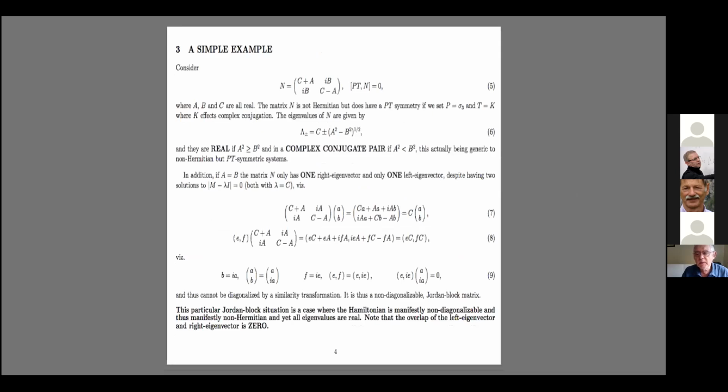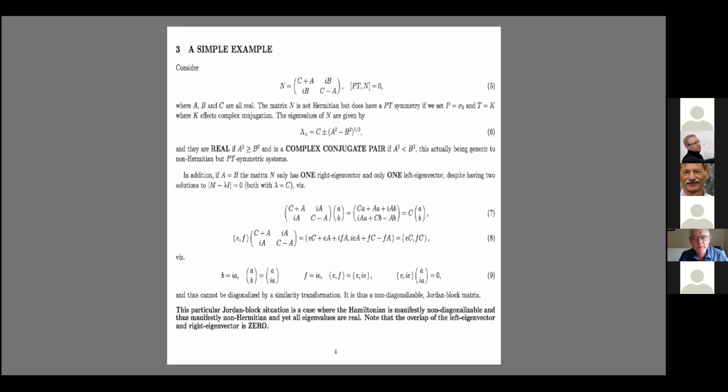You can set P as sigma 3, T is K, where K effects complex conjugation. And the eigenvalues of N, you just calculate them, are C plus or minus (A squared minus B squared) to the half. So if A squared minus B squared is positive, then the eigenvalues are real. And if A squared minus B squared is negative, the eigenvalues are in a complex conjugate pair. Just as we saw a moment ago, that's what always happens to a non-Hermitian but PT symmetric system.